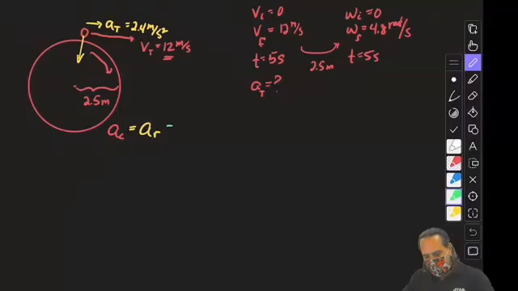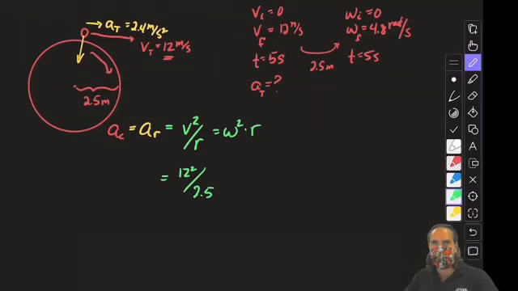So either way, this part is going to have to be v squared divided by r or omega squared times r. We have both of them, so it doesn't really matter which one we choose to use. Just pick one and go at it. So 12 squared divided by 2.5. That's 40 something, maybe. It's 144.